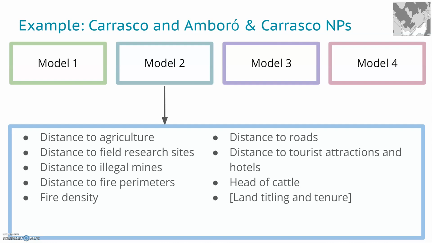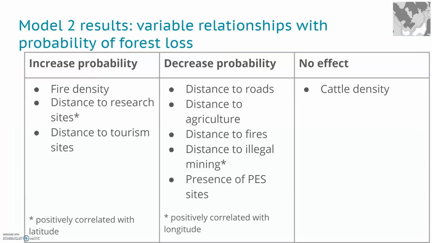Okay, model 2. So here, these are entirely variables that came from the discourse analysis. So we've got distance to agriculture, distance to field research sites, illegal mines, distance to fire perimeters, fire density, distance to roads as a measure of accessibility, distance to tourist attractions and hotels, head of cattle, and then this one that is in brackets because we haven't actually tracked down the data layer yet, but we're hoping to add it, which is land titling and tenure. And so here you can see again the variables that are associated with an increased versus decreased probability of deforestation, and then cattle density had no effect.